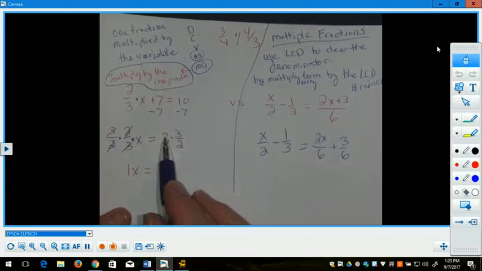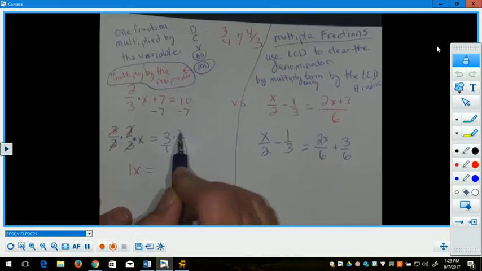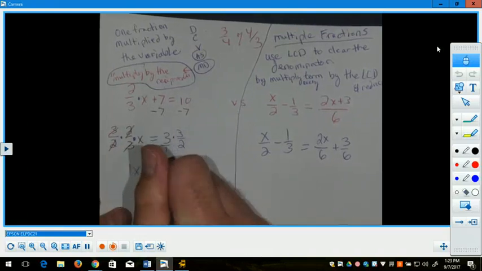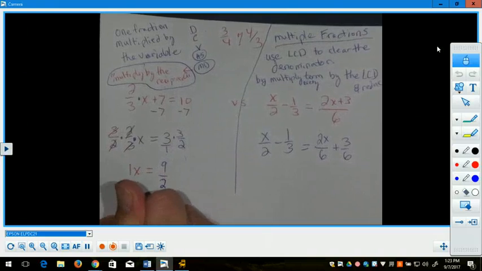Some of you will choose to multiply and then divide. Some of you will try to simplify. This one doesn't simplify if you're looking at numerators and denominators. So 3 times 3 is 9, 1 times 2 is 2. This is 9 halves. X equals 9 halves. 9 halves can't be reduced, so that is our answer.